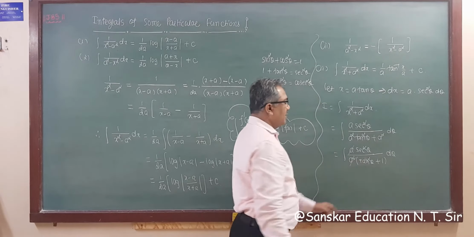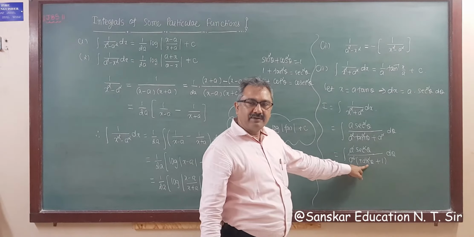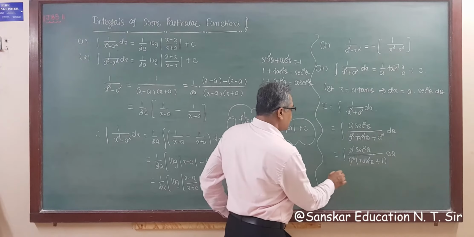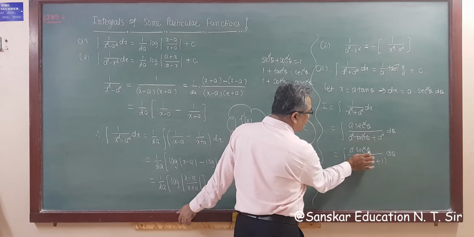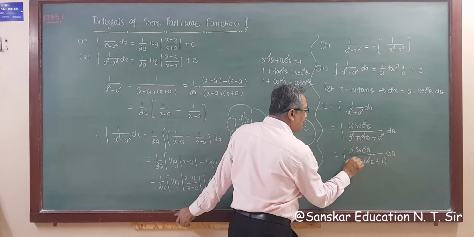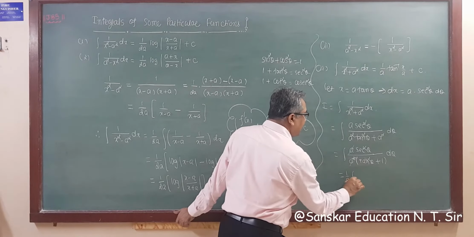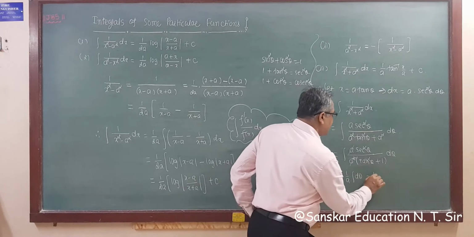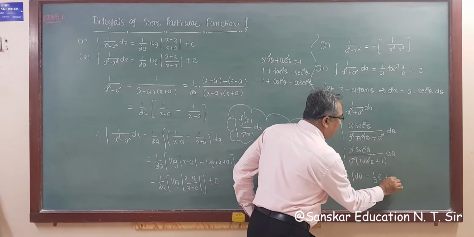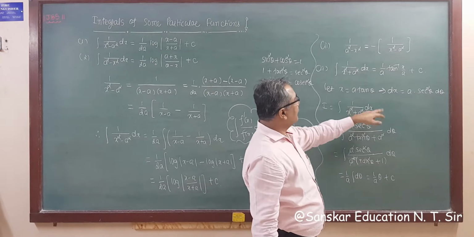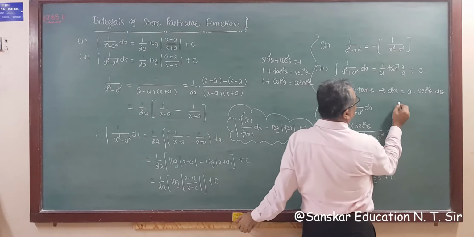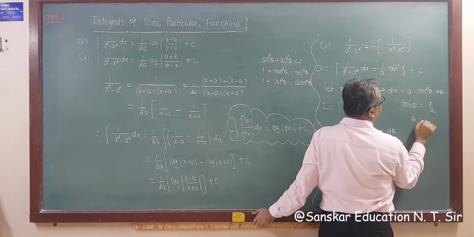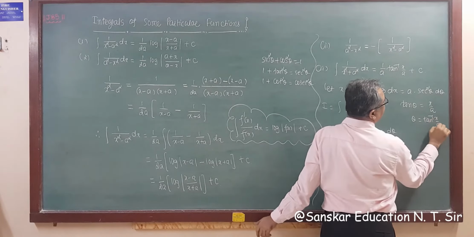A square cancel. 1 plus tan square theta is again sec square theta. So the answer of this is, this is a and this is a square, so 1 by a is remaining. 1 by a integration d theta, and integration of 1 is theta, that you know. So the answer of this is 1 upon a theta plus c. And what is theta? Tan theta is x by a, so theta is equal to tan inverse x by a.